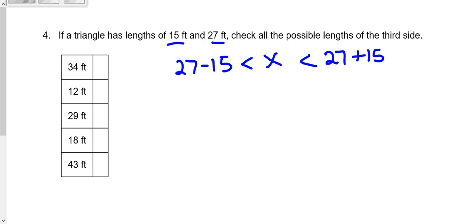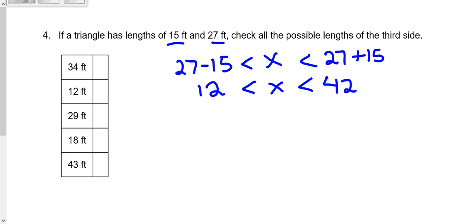So 27 subtract 15 is 12, less than x less than 27 plus 15, which is, I'm sorry, not 32, it's 42. Now our final answer is checking off which of these fits inside this inequality. Basically, you're going to choose all numbers that are bigger than 12 but smaller than 42.